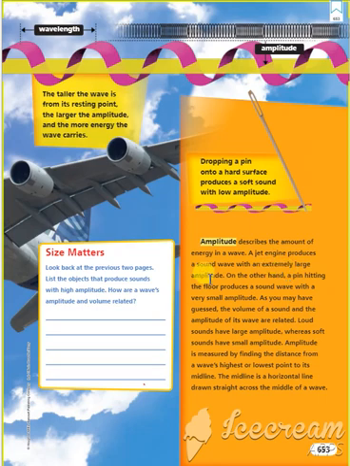Like a jet engine produces a sound wave with an extremely large amplitude. On the other hand, a pin hitting the floor produces a sound wave with a very small amplitude. As you may have guessed, the volume of a sound and the amplitude of its wave are related. Loud sounds have large amplitude, whereas soft sounds have small amplitude. Amplitude is not that confusing. Simple, girls. Low sounds have low amplitude and loud sounds have large amplitudes.